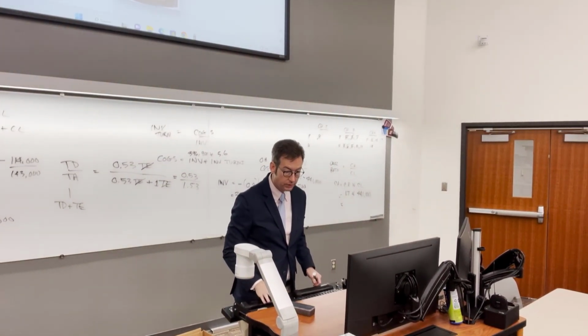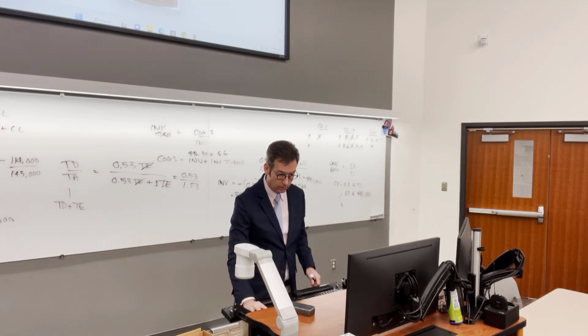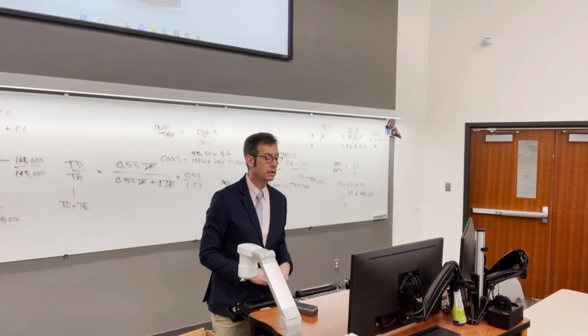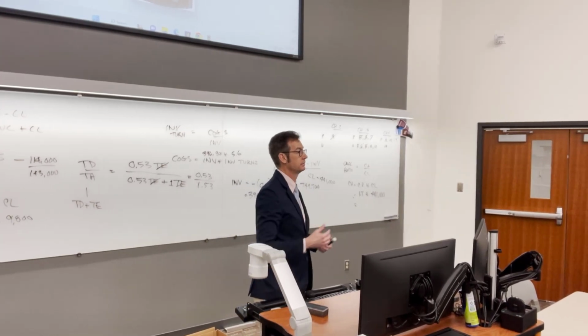$114 divided by 143. 114 divided by 143 equals 0.797. Does that make sense?